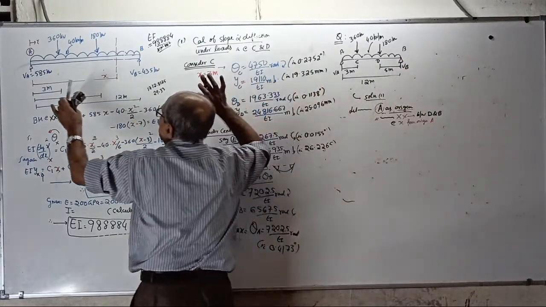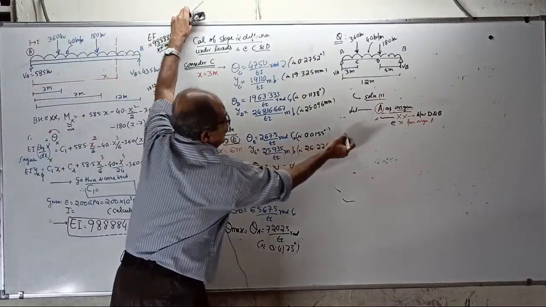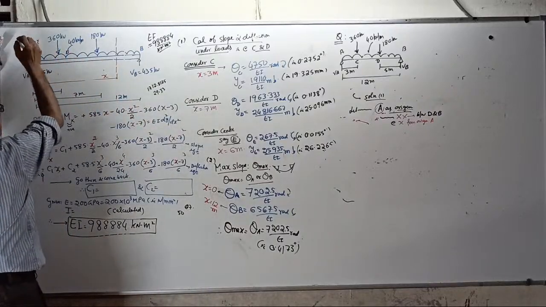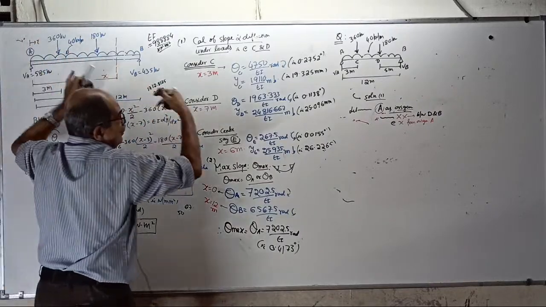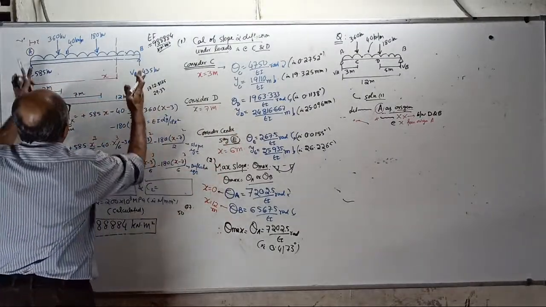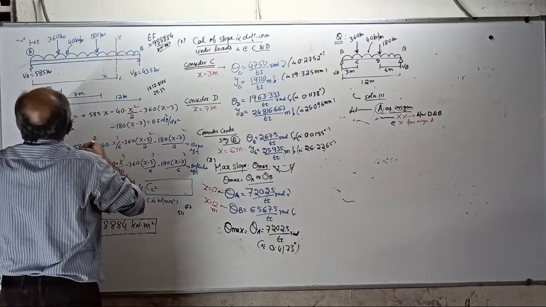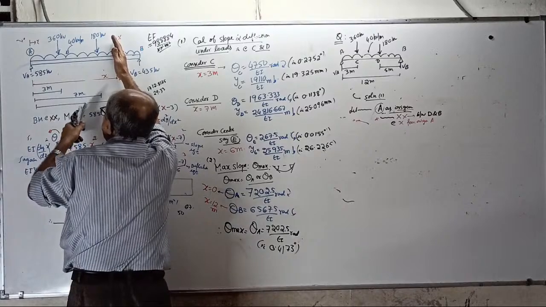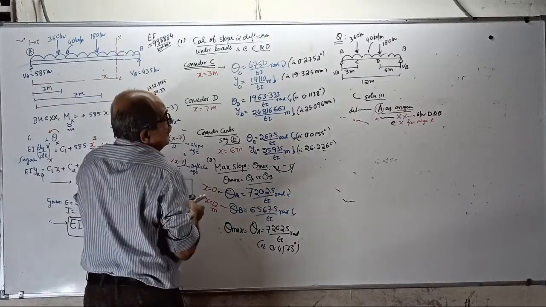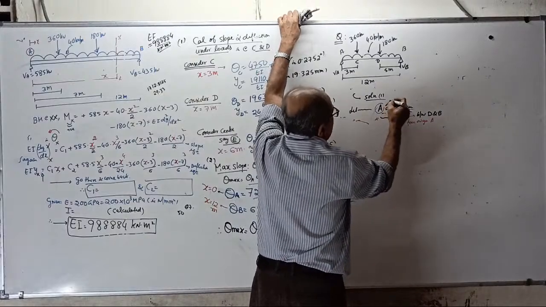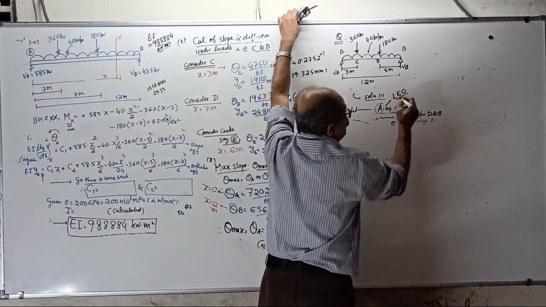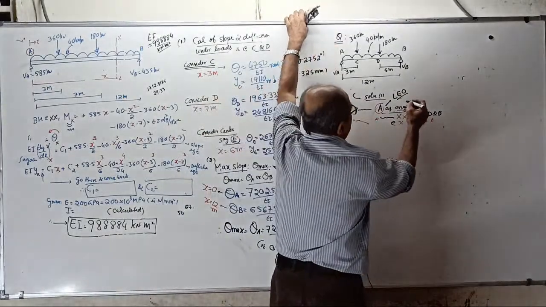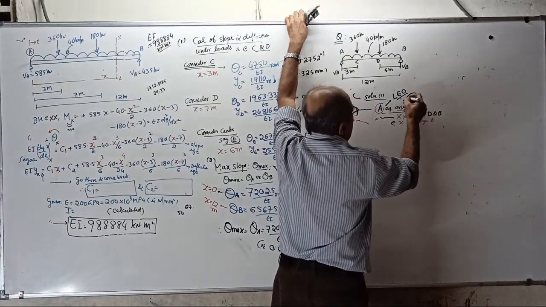Section is taken here at XX. Write the equation for BM at XX, Mx, sagging positive. And remember, make a note, I will not tell again: left end origin. Therefore, slope theta is anti-clockwise positive.